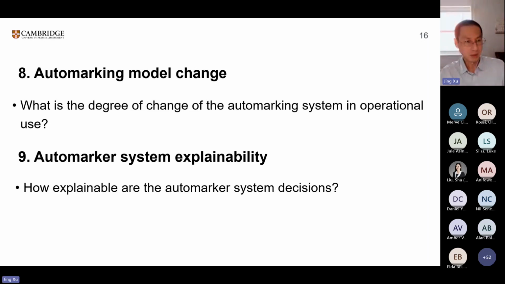And also auto-marking system explainability. I think so far we use feature-based systems, so we can explain what construct is being covered by the auto-marking system. But when you use a neural network model or a large language model, it's very difficult to explain to stakeholders how the auto-marker works and what the assessment criteria are. So I think interpretability would be a big issue for using a large language model-based auto-marker.